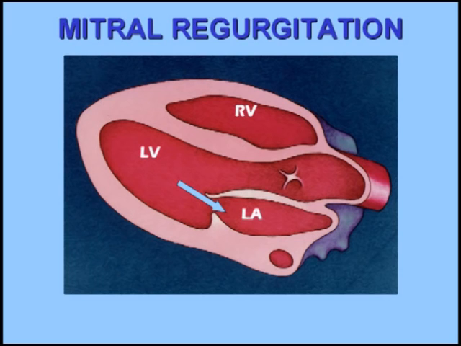The constant intensity of the mitral regurgitation murmur is a result of the persistent pressure gradient between the left ventricle and the left atrium throughout systole. This figure shows the direction of this regurgitant flow.